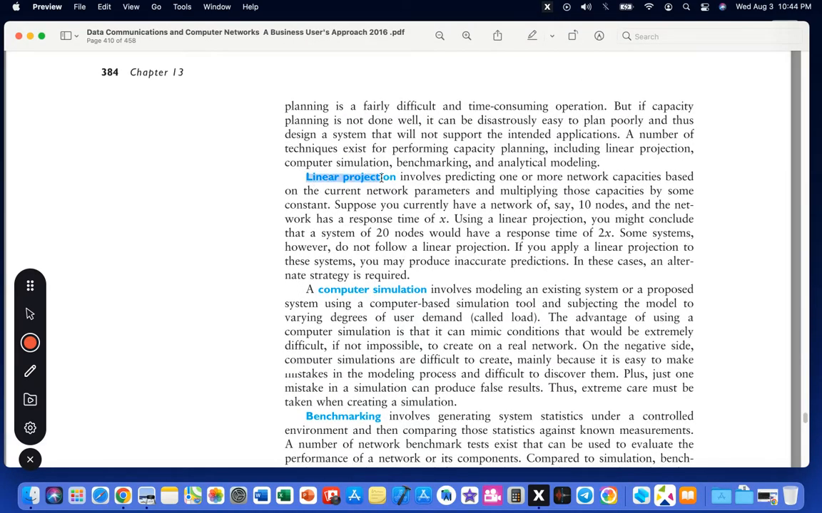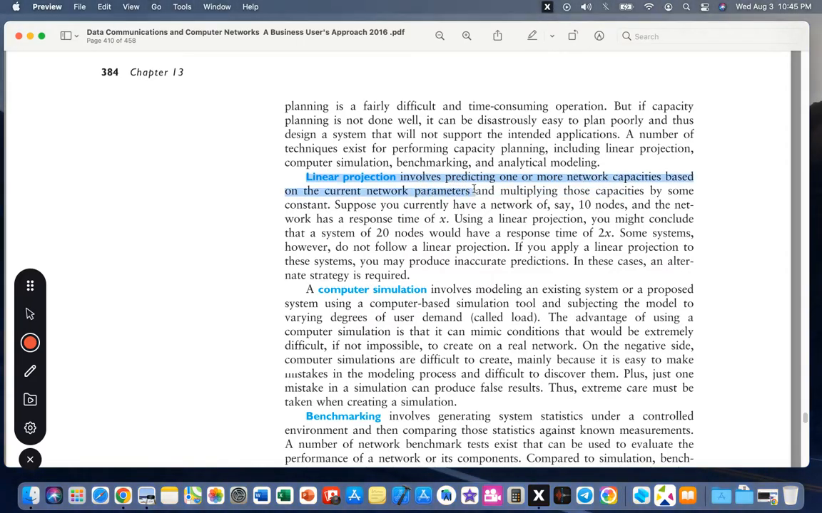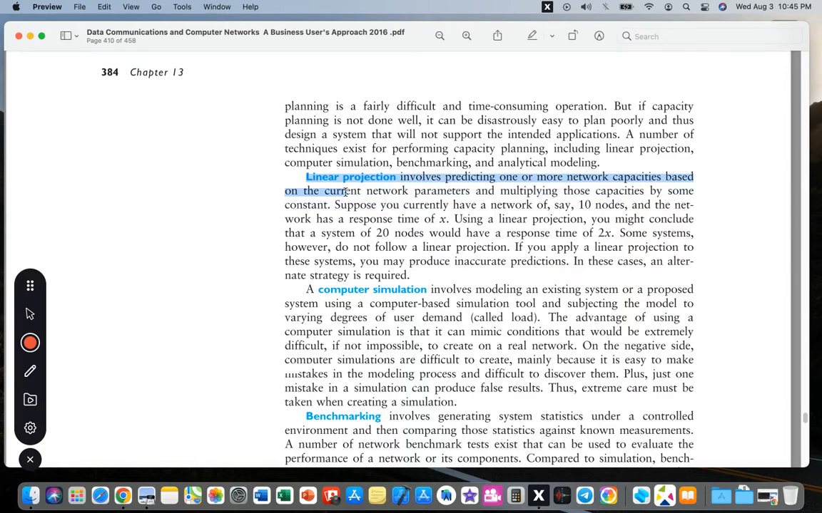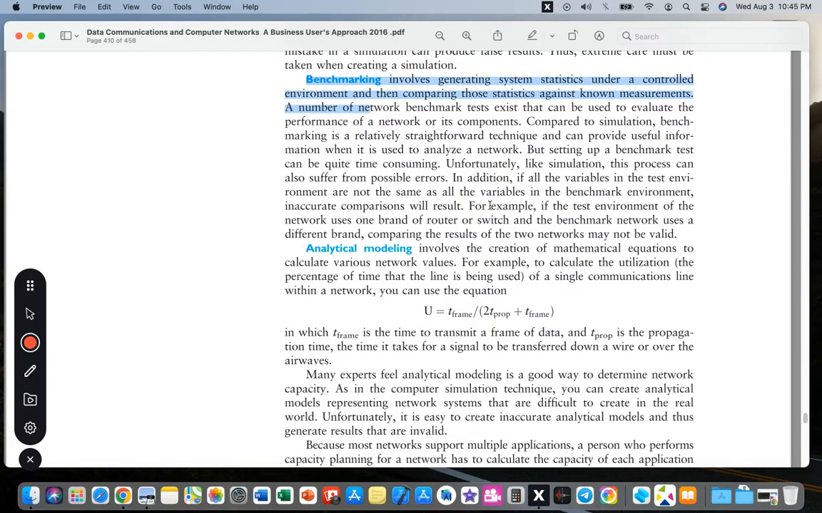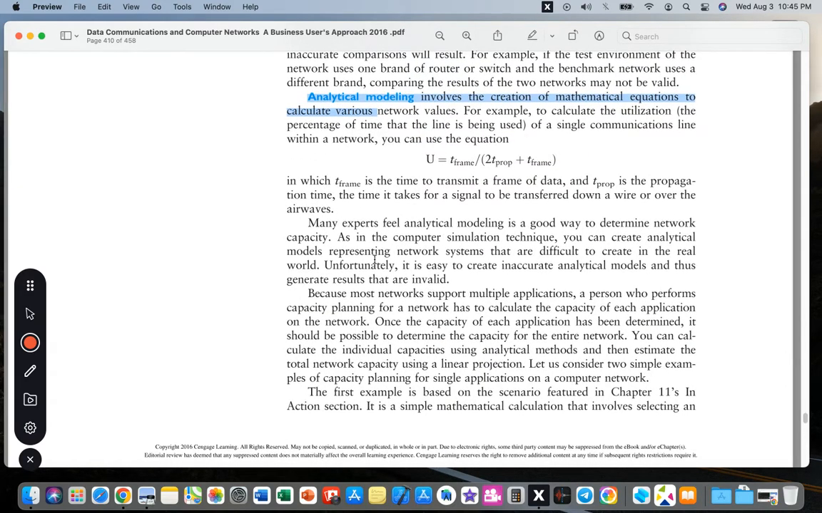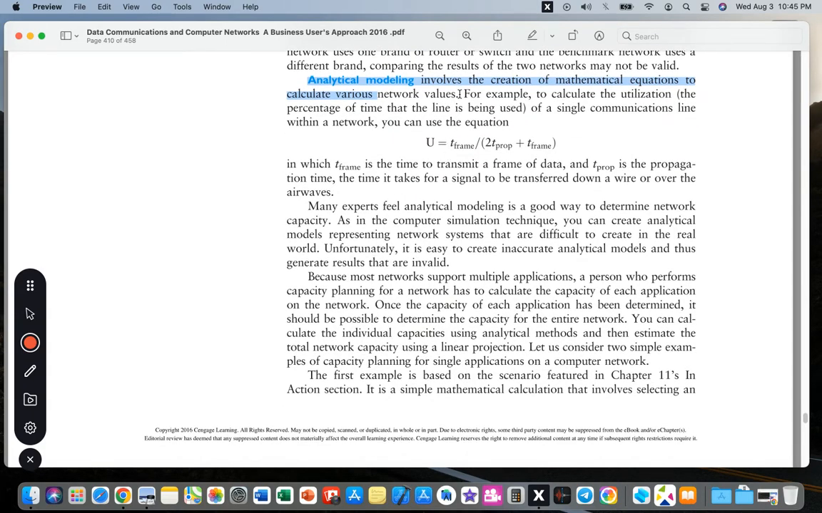Linear projection involves predicting one or more network capacities based on the current network parameters and multiplying those capacities by some constant. A computer simulation involves modeling an existing system or proposed system using a computer-based simulation tool and subjecting the model to varying degrees of user demands. Benchmarking involves generating the system statistics under a controlled environment, then comparing these statistics against other measurements. Analytical modeling involves the creation of mathematical equations to calculate various network values.